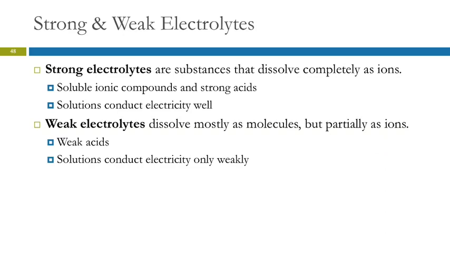Weak electrolytes dissolve mostly as molecules, but partially as ions. So they make some ions, but not very much. So weak acids are weak electrolytes. These are going to conduct electricity, but only weakly. And so on the conductivity apparatus, what you'll see is the light bulb lights, but it doesn't glow brightly. It glows weakly. So weak light, weak electrolyte, weak acid.